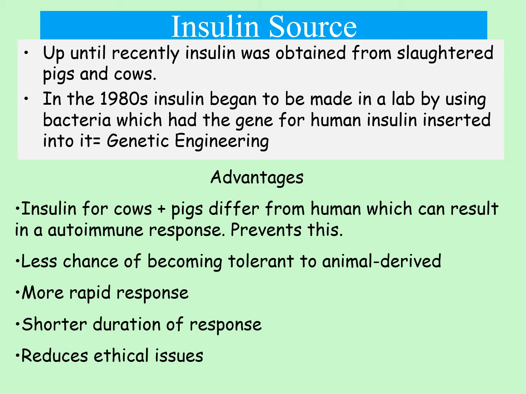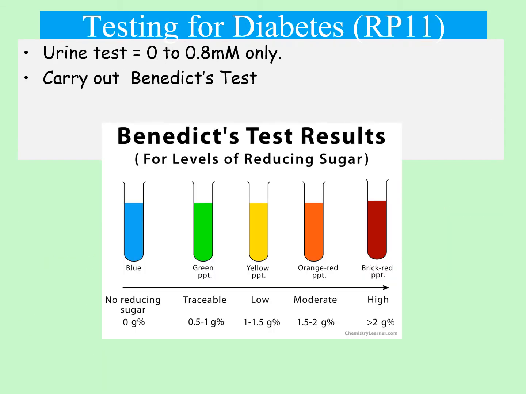So basically, what we mean by that is if we have genetic engineering, it's human insulin you're injecting, whereas our body might actually stop responding to animal insulin like pig or cow as you inject it. There's a more rapid response to genetically engineered human insulin. There's a shorter duration of response, it doesn't last long, which is a good thing, and there are not many ethical issues, whereas with the pigs and cows being slaughtered, obviously some people would not be happy.